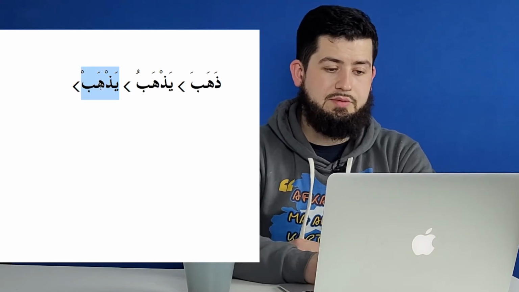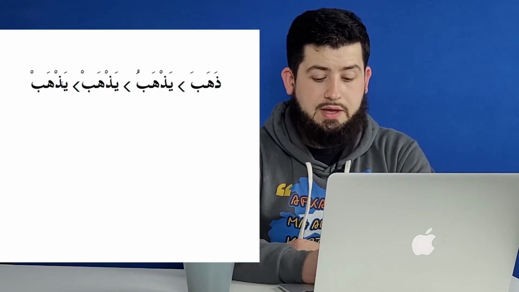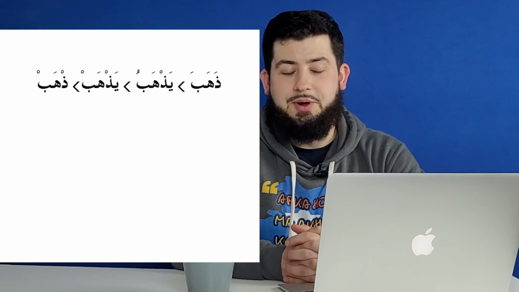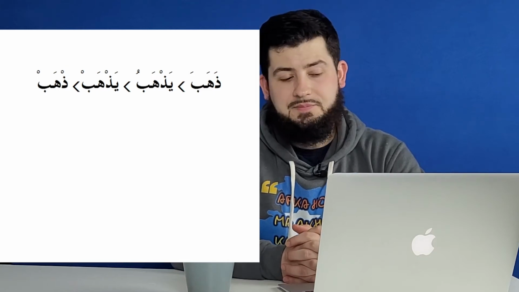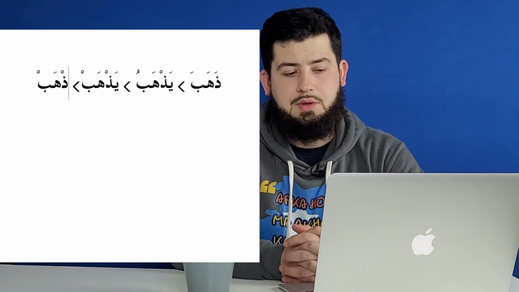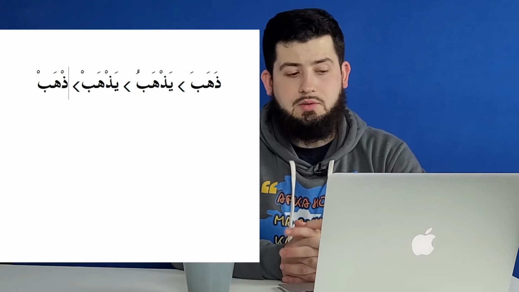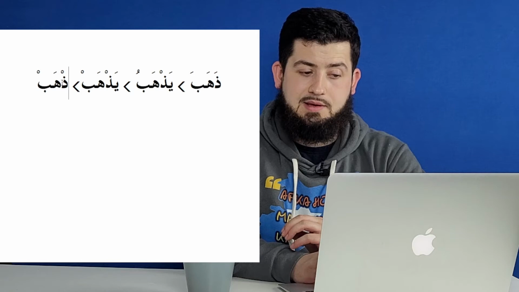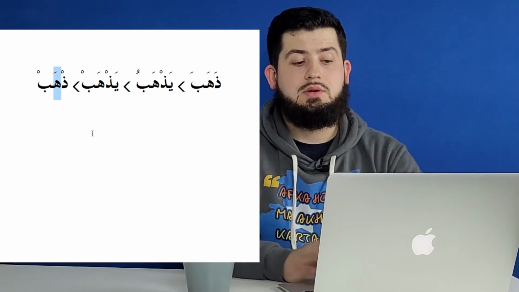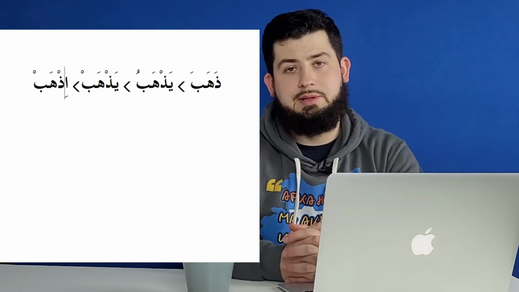Okay, so let me bring this word over here. What we're going to do is cut that ya off. So we just get dhab. Depending on what verb you have, you will either put an I sound at the beginning or a U sound at the beginning. And what does that depend on? Well, it depends on what vowel is on this letter. If there is a fatha or a kasra, you will use an I sound at the beginning.